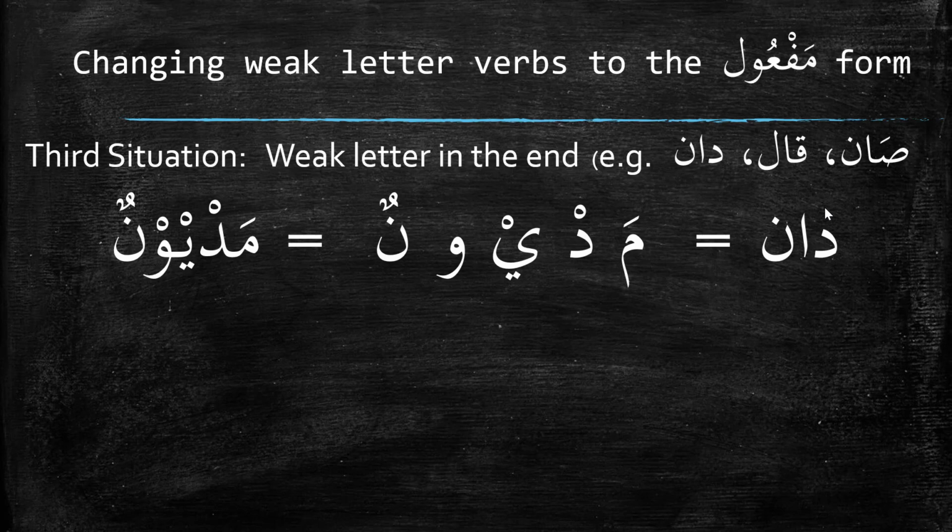All right, so here's what's going to happen. We're going to make the maf'ool form. So we start with the mim with a fatha. Then we have the first letter, which is the dal, with the sukoon. Then we have the alif. But as we said, the alif is not really its own letter, okay? It's really a ya or a waw. In this instance, it's a ya. And so we're going to put that ya there.